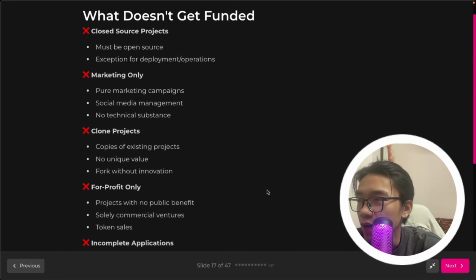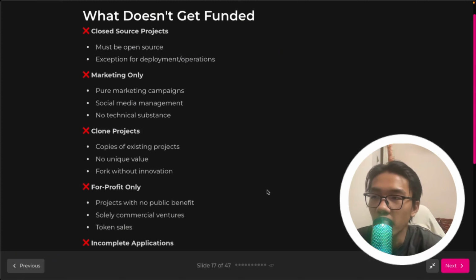So what doesn't get funded? Closed source projects. All the projects must be open source, with exceptions for deployment operations if you want to get funded.